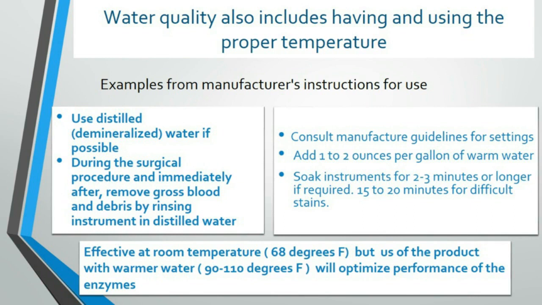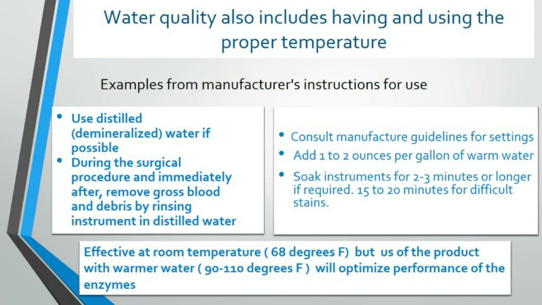Consult manufacturer's guidelines for settings. Add 1 to 2 ounces per gallon of warm water. Soak instruments 2 to 3 minutes, or longer if required, 15 to 20 for difficult stains. So here it is talking about warm water, a specified amount of detergent with warm water, and then giving 2 different times depending on your soil and staining.